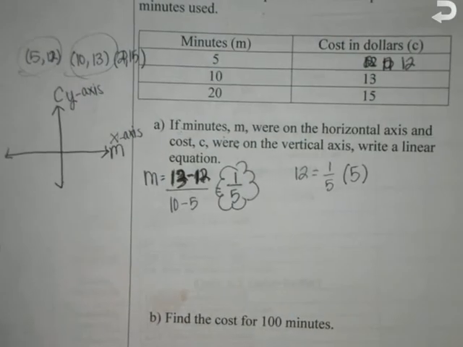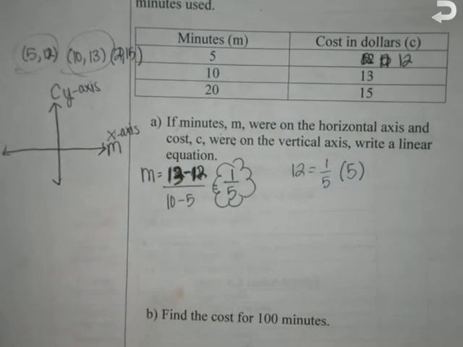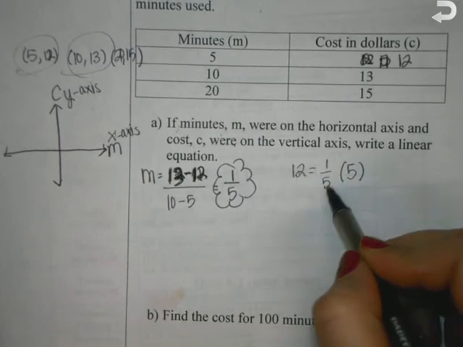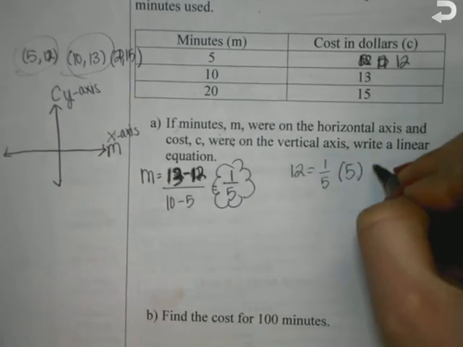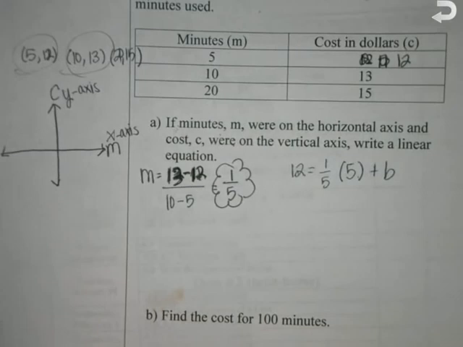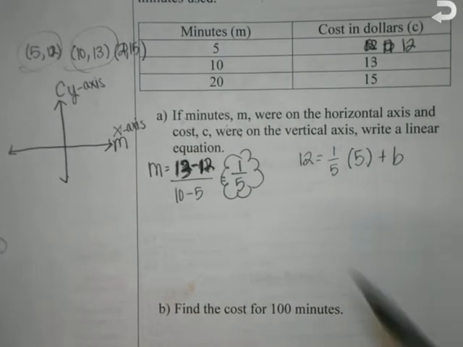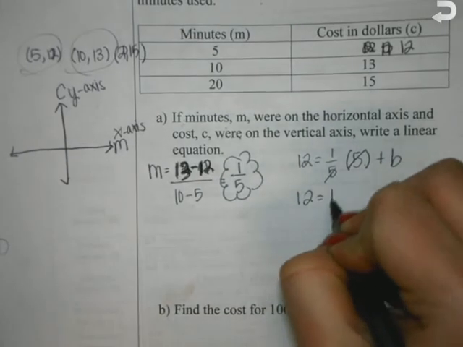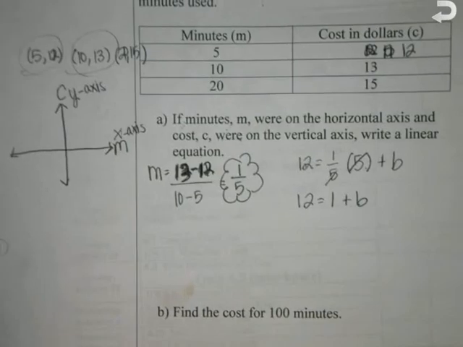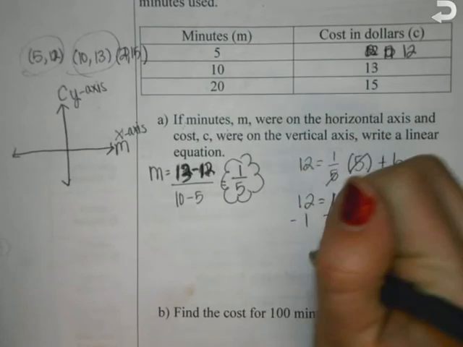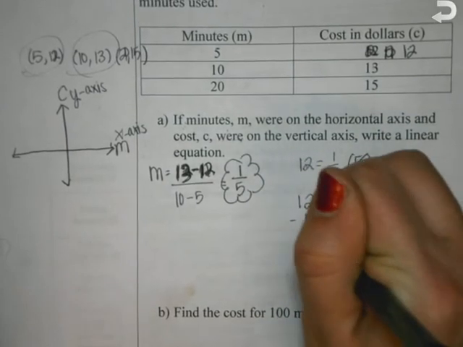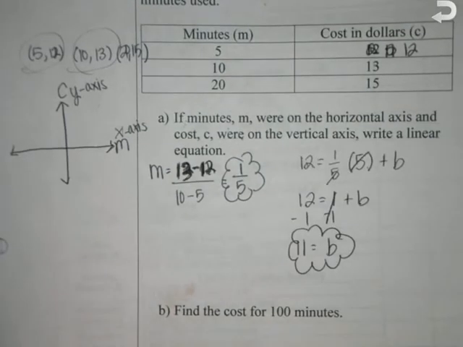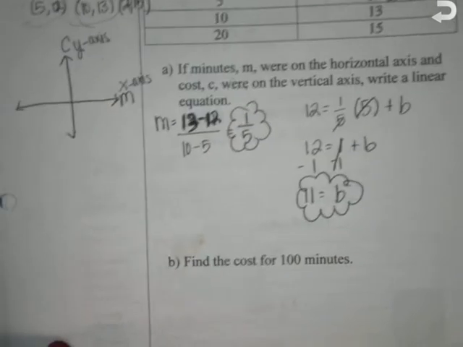Okay. So that is 12 equals 1/5 times 5 plus b, correct? Okay. You guys are being so awesome, being patient with me. Okay, so 1/5 times 5, what happens there? That simplifies to 1. So this is 12 equals 1 plus b. Subtract 1. So 11 equals b. So it worked out the first time. So what's the equation there? Y equals 1/5 x plus 11. Good.